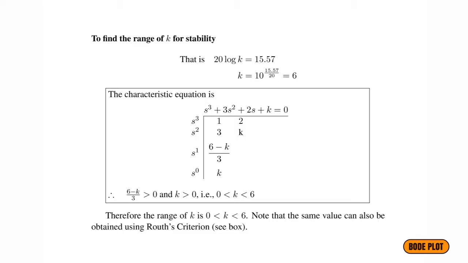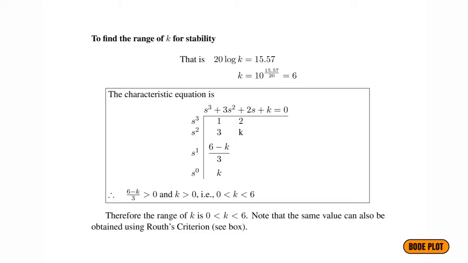If we make this equal to 0, 6 minus k equal to 0 means k equal to 6. Substitute that value here. If we take this row, 3s square plus 6 equal to 0 because k equal to 6. From that we can find the frequency of oscillation, because if the poles are exactly on the imaginary axis, it continuously oscillates with constant amplitude. Therefore, the range of k must be 0 to less than 6, not 6.